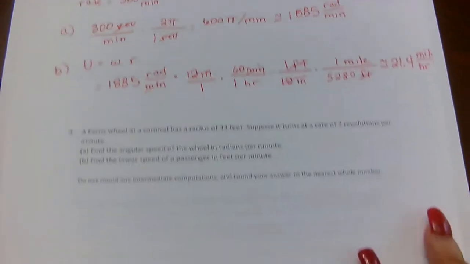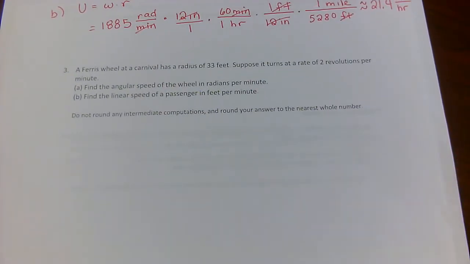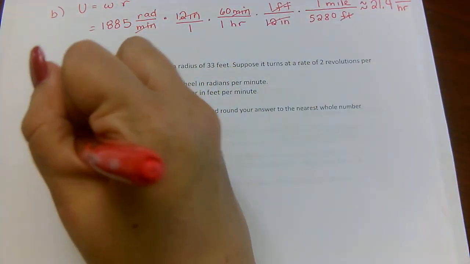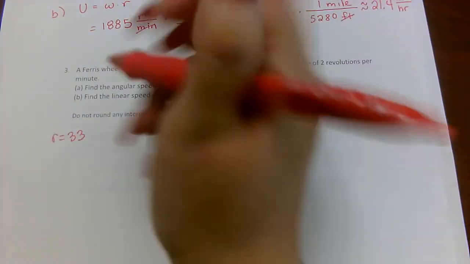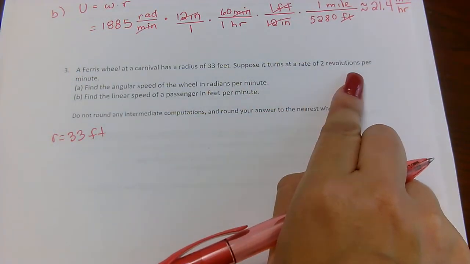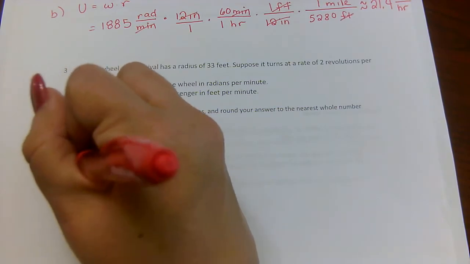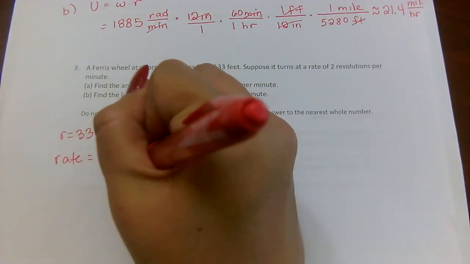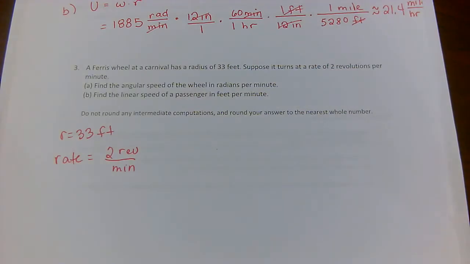All right, number 3. Number 3 says a Ferris wheel at a carnival has a radius. So let's start with the radius is equal to 33 feet. Suppose it turns at a rate of 2 revolutions per minute. So let's go ahead and do that. Rate is equal to 2 revolutions per minute. Okay, find the angular speed.